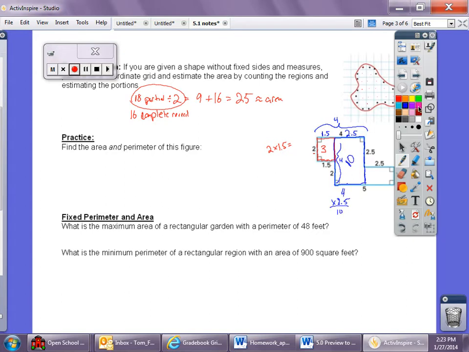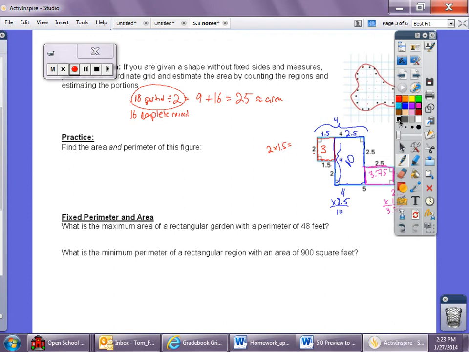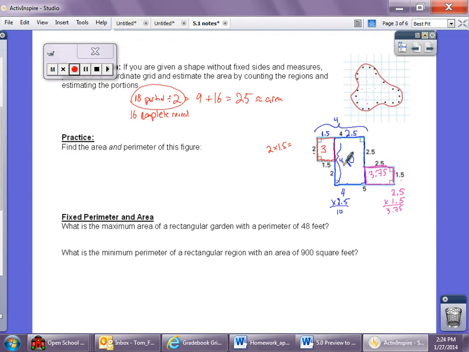And then we have one last square out here. This is 2.5 by 1.5, so 2.5 times 1.5 gives us 3.75 units. The last thing we can do to find the area is add all these together. So we have 3 plus 10 plus 3.75, which gives us an area of 16.75.